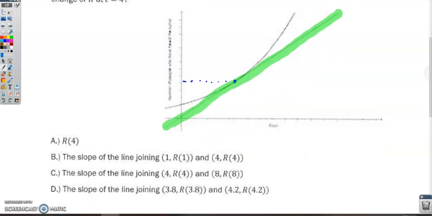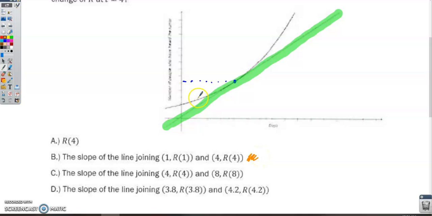So let's look at our other answer choices. We've kind of eliminated part A, and all the answer choices in parts B, C, and D look an awful lot alike. The slope of the line joining the point 1, r of 1, and 4, r of 4; the slope of the line joining 4, r of 4, and 8, r of 8; and the slope of the line joining 3.8, r of 3.8, and 4.2, r of 4.2. So let's go through and look at these lines.